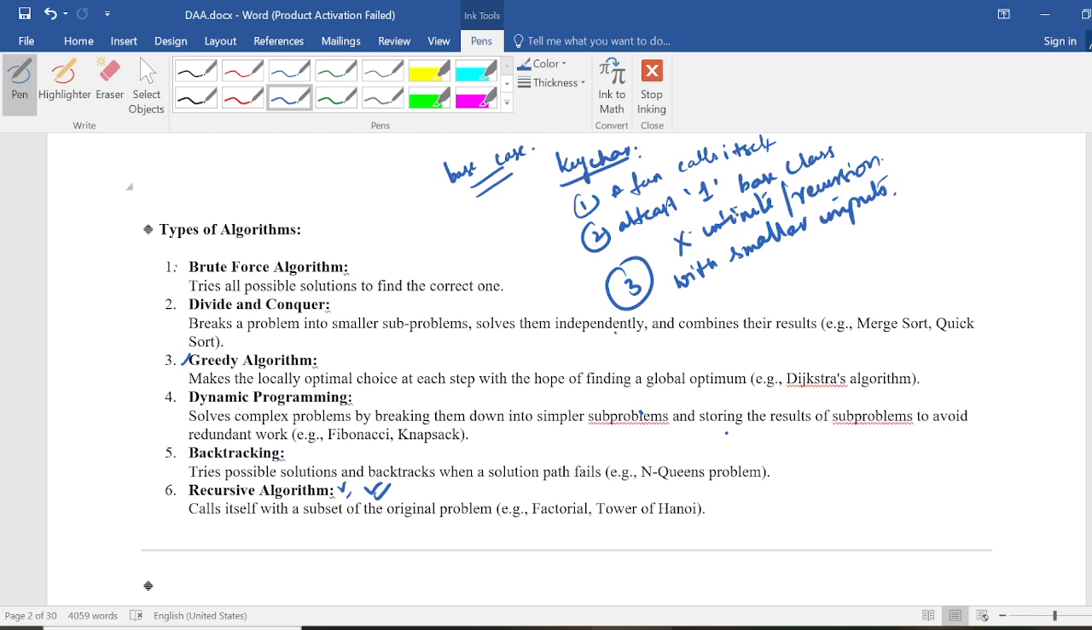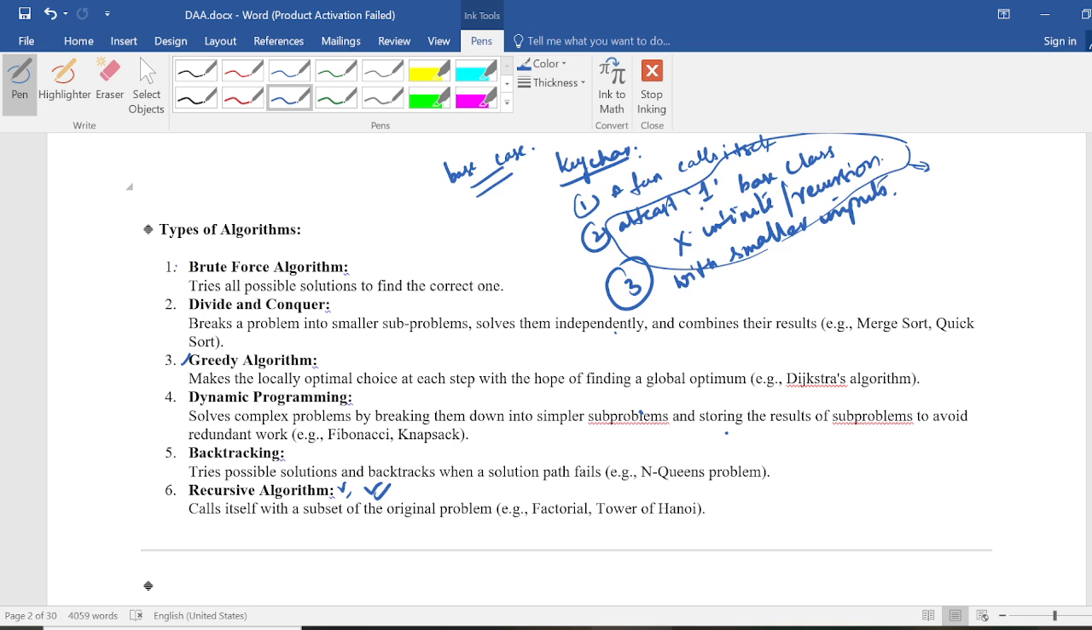Okay. Structure of a recursive algorithm. It should definitely have a base case, as we have already discussed. Otherwise, it will go into an infinite recursion loop. So first and foremost, it should have a base case, a simple condition. What is a base case? A simple condition where the function returns without calling itself. This is the final call where the function returns without calling itself.